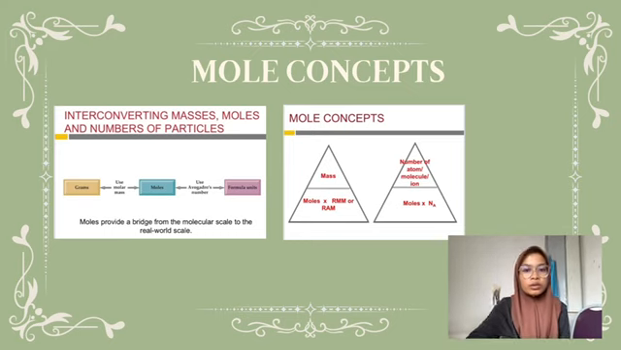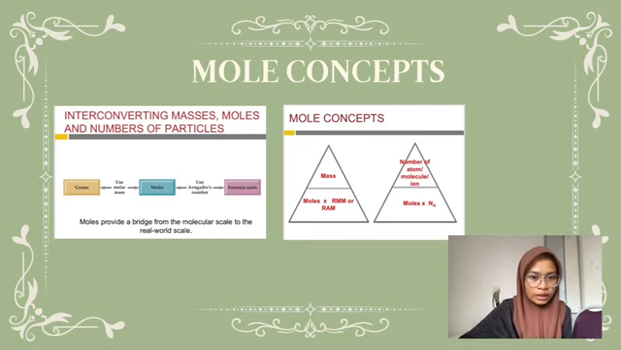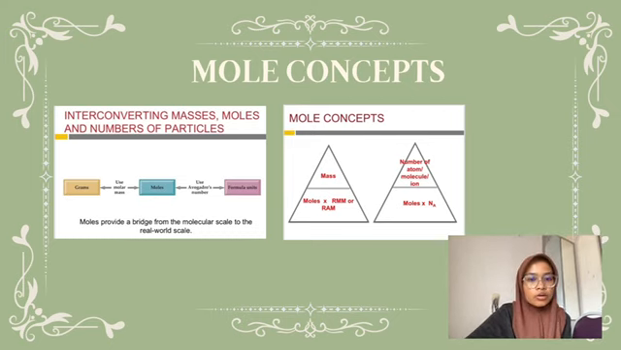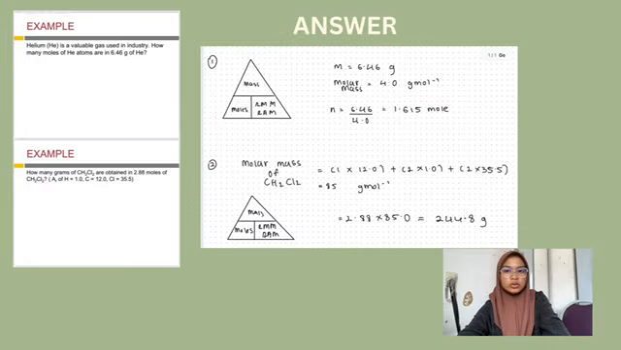So we will look at the triangle method. If we want to find mass, we can do moles multiplied by RAM or molar mass. If we want to find moles, we can use mass divided by RAM or molar mass. It is also the same for the number of atoms, molecules, ions and Avogadro. So let's continue to the other slide.